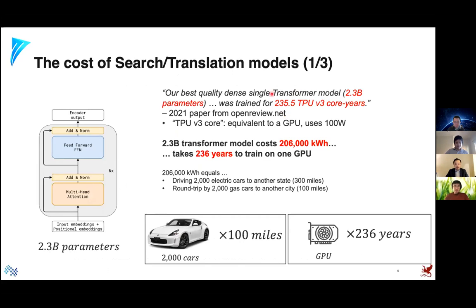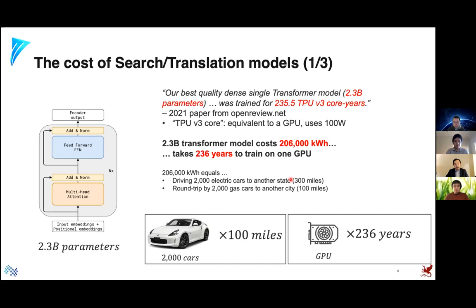A typical model could cost the energy equivalent to a few thousand cars driving a few hundred miles. And if you train such a model on a single GPU, it will actually take a couple hundred years to complete, taking this amount of energy. So this is a non-trivial carbon footprint.